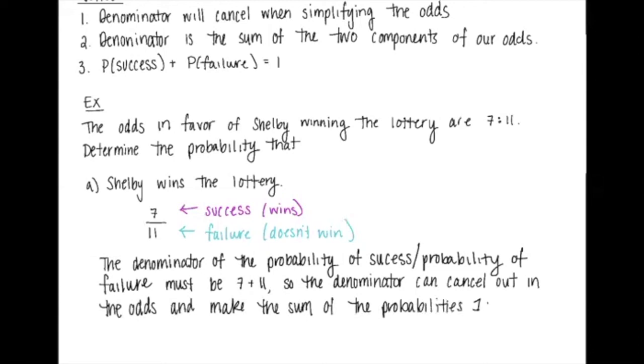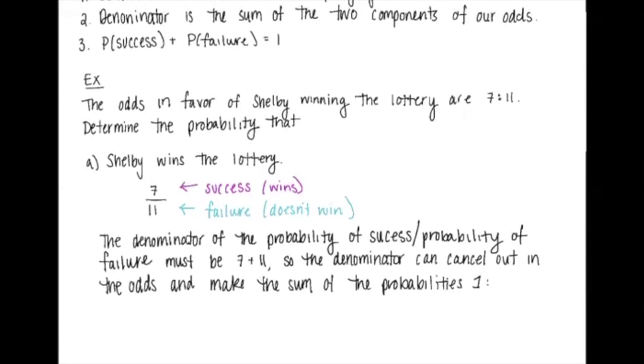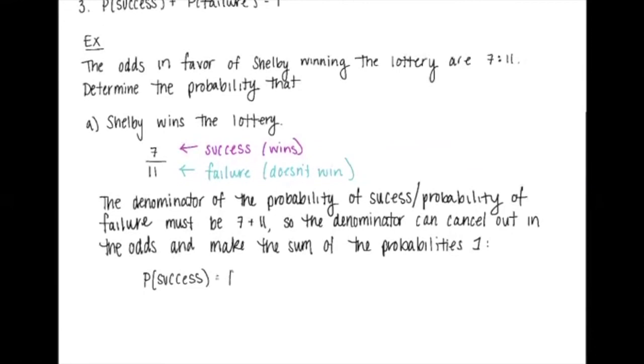Okay. So ultimately, our probability of success is the probability Shelby wins the lottery. The 7 is what deals with our winning because it's the odds in favor. And our denominator should be 7 plus 11. So she has a 7 in 18 chance of winning the lottery.